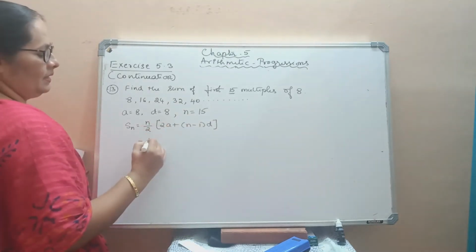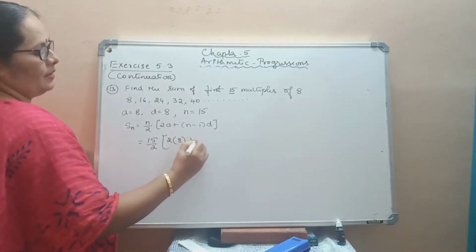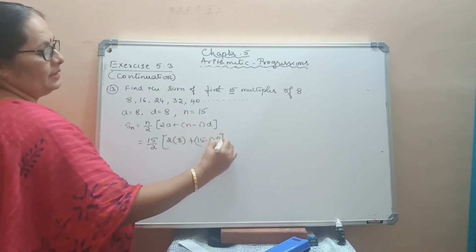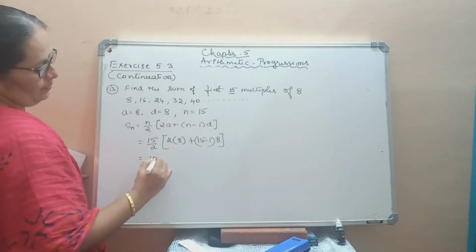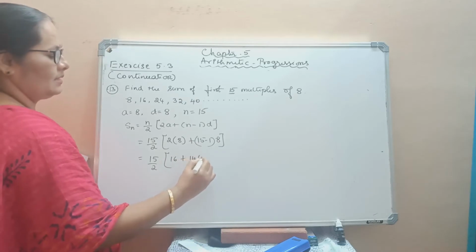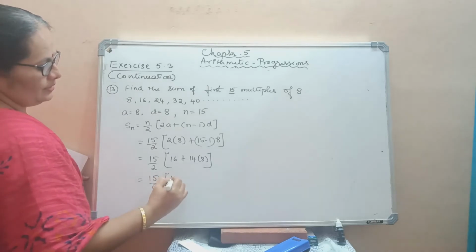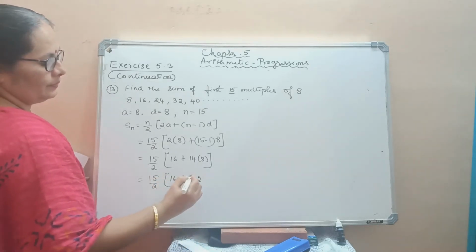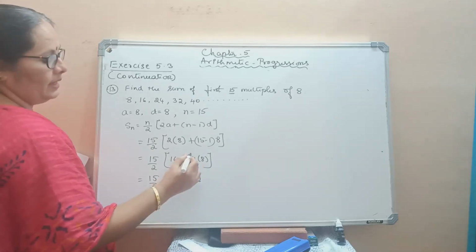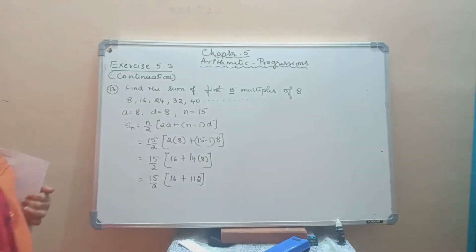So, n is 15, 2 into a, 15 minus 1 into d, d is 8. So, 15 by 2, 16, 14 into 8. Simplify, 15 by 2, 16. So, 8 fours are 32, 8 ones are 8, 112 plus 16.